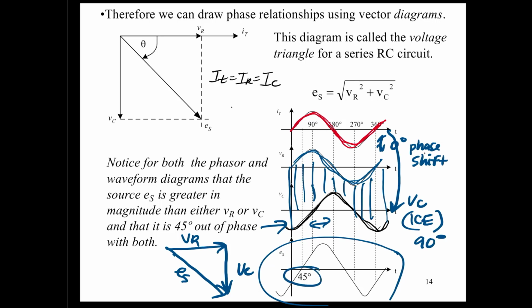Now notice how there's a 45 degree displacement there between VR and ES. So what does that mean? That's the 45 degrees that are shown right here in this voltage triangle, and that's all consistent with the phase shifts that we see here for our sine waves.